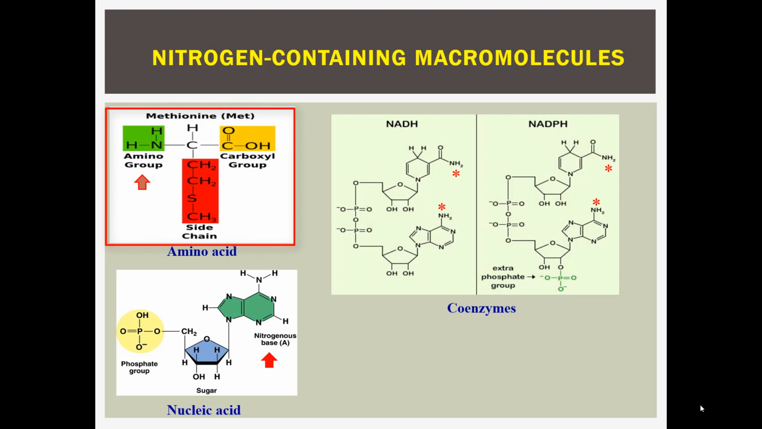Here's an amino acid. An amino acid has an amino group, a carboxyl group, and a side chain. The amino group contains nitrogen. A nucleic acid has a phosphate group, a sugar backbone, and a nitrogenous base. The nitrogenous base contains nitrogen. So nitrogen constitutes 13% of the cell's dry mass.